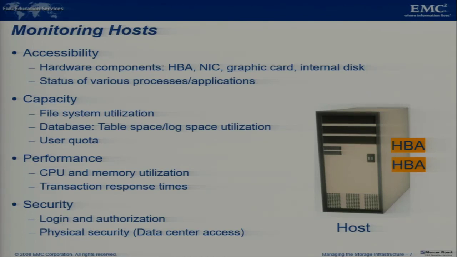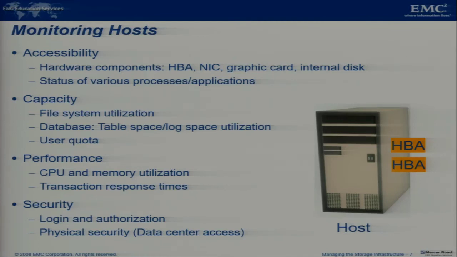Next one is capacity: file system utilization, database, and user quota. All these are parameters on which the capacity of the host is monitored. File system utilization is, say for example, you have 5 TB of capacity inside this host and 4 TB is already utilized. In a computer, it is the C drive where your entire Windows file system is present. Monitoring the capacity of that C drive is very important, because if the C drive starts getting full, then you may experience some performance degradation.